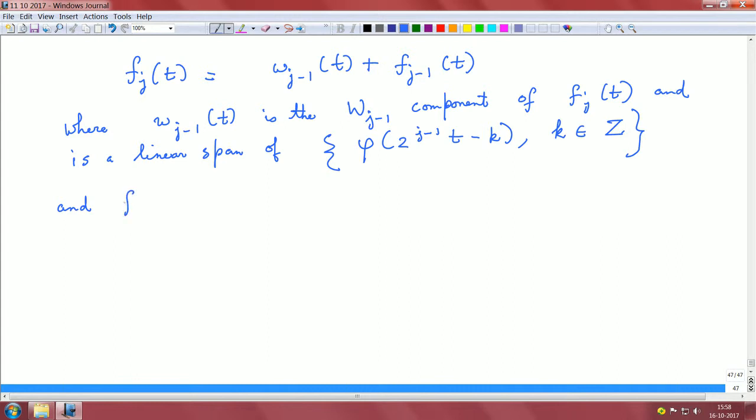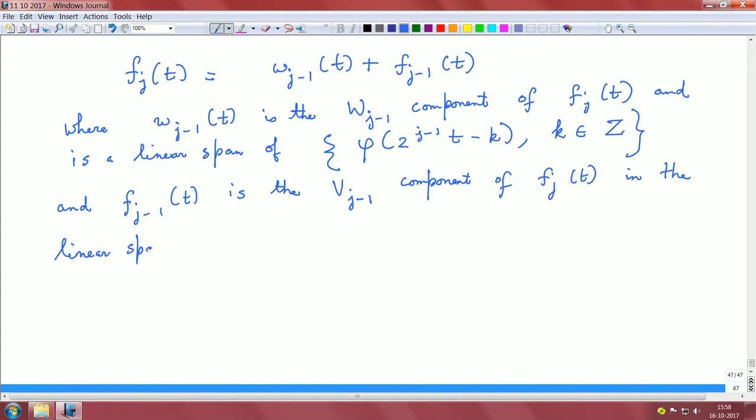And you can also interpret fj minus 1 of t. This is basically the vj minus 1 component of fj of t, in the linear span of phi of 2 power j minus 1 t minus k, k belonging to the set of integers. This linear span is important.